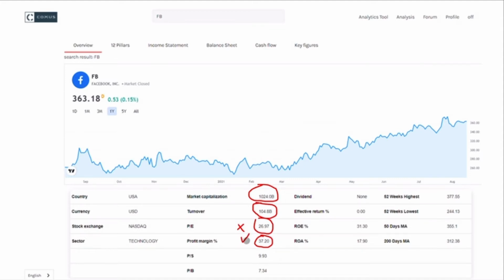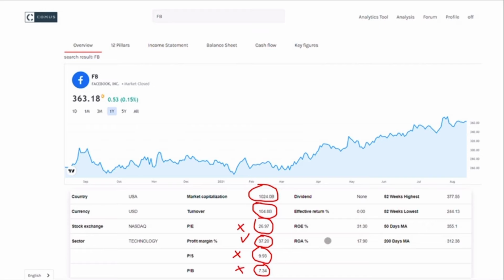Their price to sales ratio is 9.9. I like to take a look at companies with a maximum price to sales ratio of 2. So having 9.9 is way too overvalued. So that is a no for me. And the price to book value is 7.3. I like companies with a maximum price to book value of 3. So having 7, that is too overvalued. So looking at the price to earnings ratio, price to sales ratio, and price to book value, it tells me that the company is too overvalued.